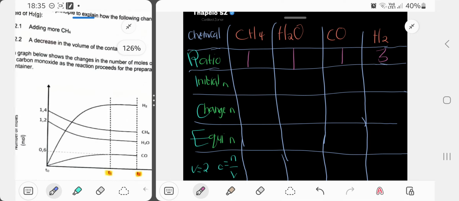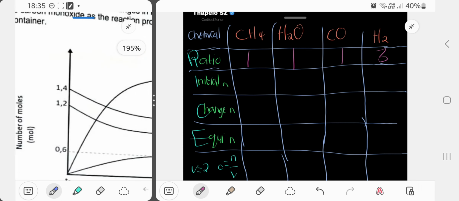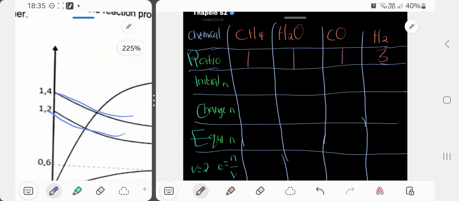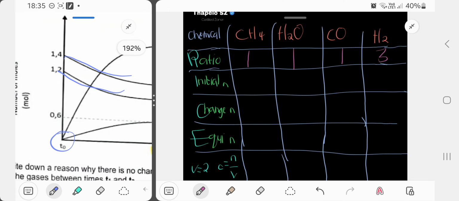Now for initial, they've given us this graph for a reason. Before these reactants are used up and go down in the number of moles, they have somewhere where they start. They start at 1,4 and 1,2 respectively, and they form products. These products start from 0, because in the beginning of the reaction you only have reactants that form products later on. So the products can only emerge once the reactants are being used up.